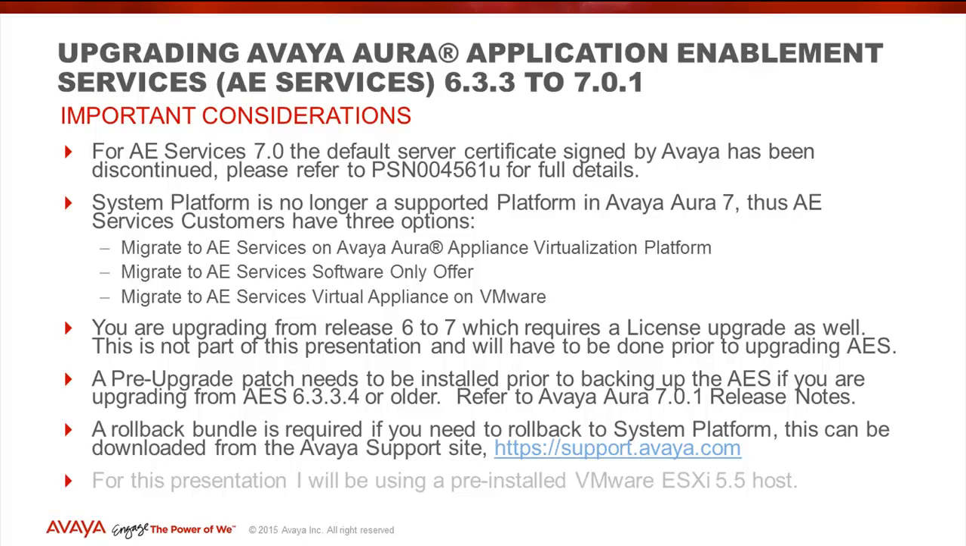If you are migrating to AVP or VMware, you should be aware that there is a rollback bundle required in the event that you need to roll back to System Platform. This software can be downloaded from the Avaya Support Site. Lastly, please note that for this presentation I will be using a pre-installed VMware ESXi 5.5 host. Installation of VMware is not covered in this presentation.